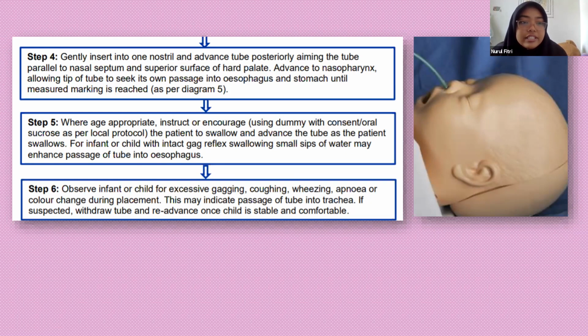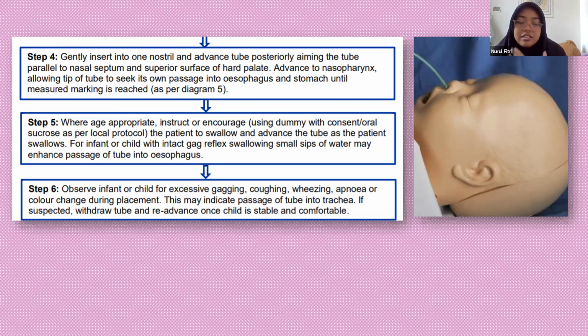Okay, and then for step 5, because you want to ease the passage into the esophagus, we ask the patient to swallow, especially a patient that can follow commands. We ask the patient to swallow, and at the same time we advance the nasogastric tube. In infants with an intact gag reflex, we give them small sips of water so that they will swallow, and that will ease the passage of the nasogastric tube.